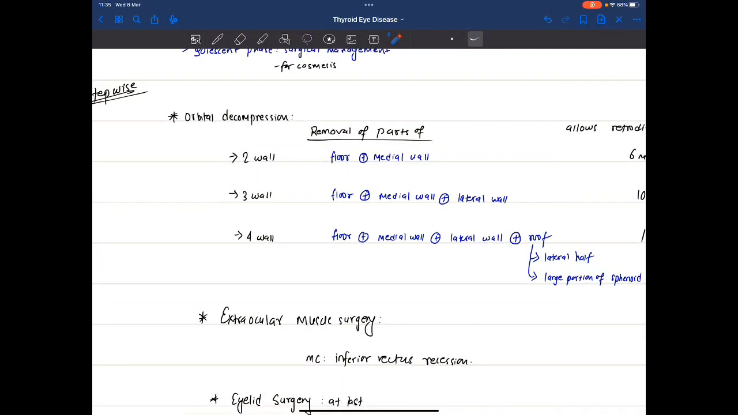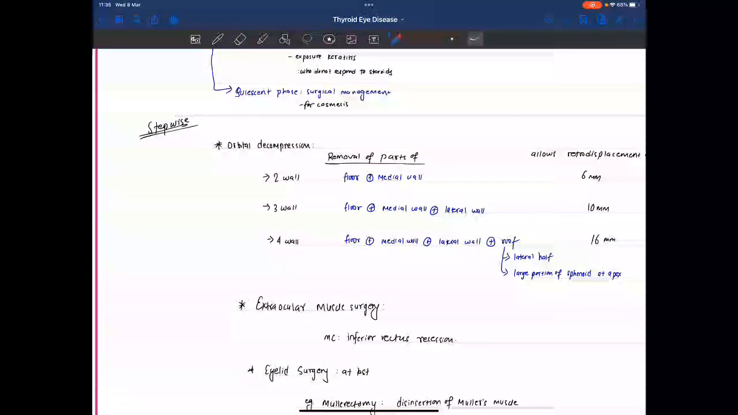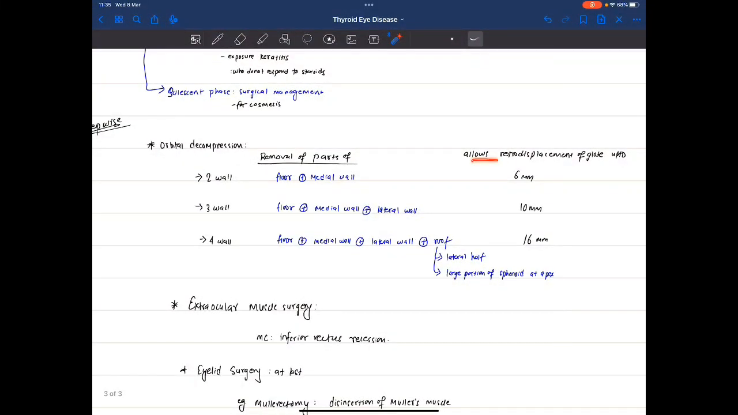Orbital decompression: 2-wall decompression, 3-wall decompression, and 4-wall decompression. In 2-wall decompression, parts of the floor and medial wall are removed. So there is proptosis, the eye is bulging forward, and you have to do a retro displacement by 2-wall removal, that is part of the floor and medial wall. It allows retro displacement of the globe up to 6 mm.